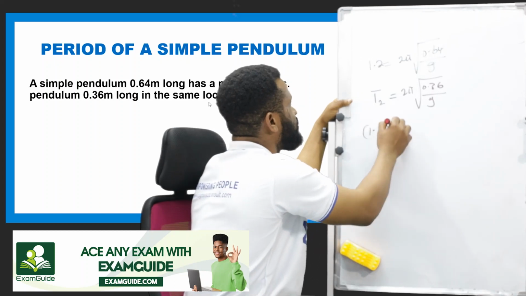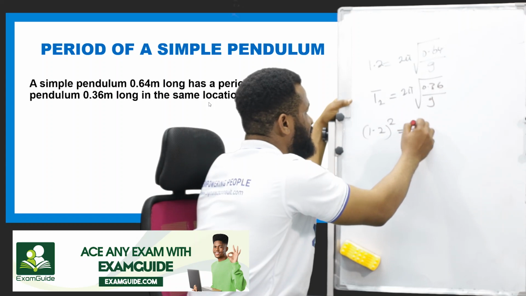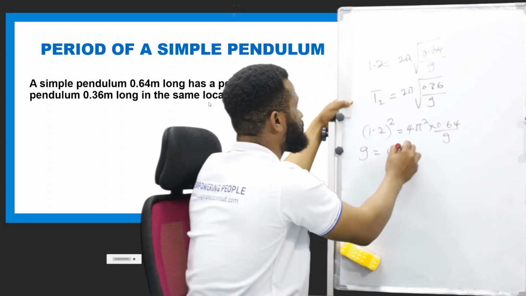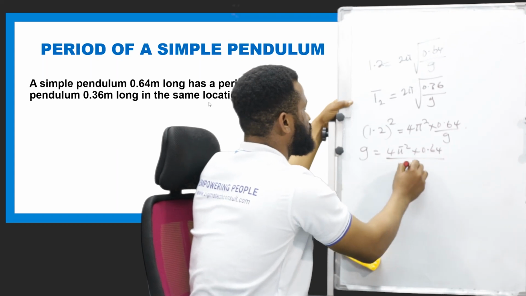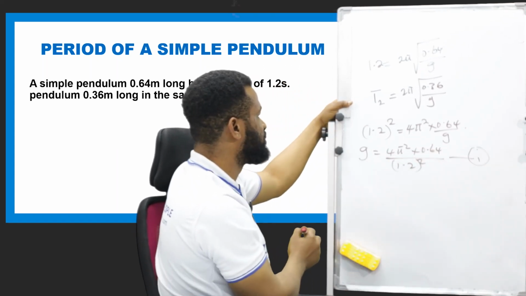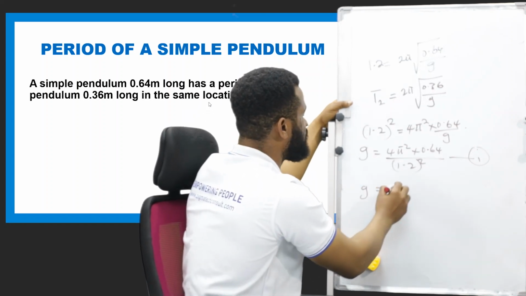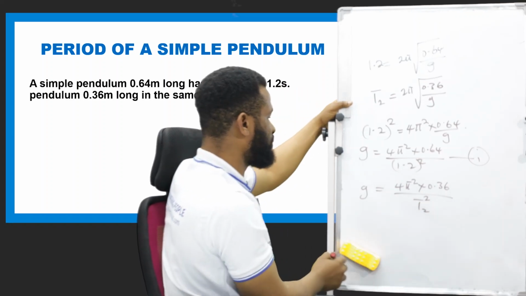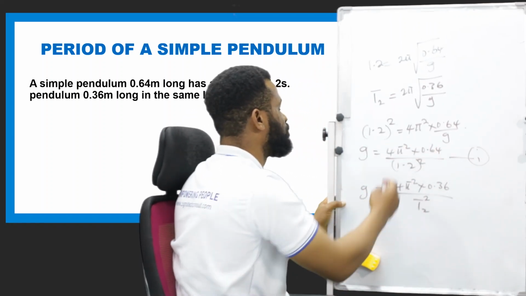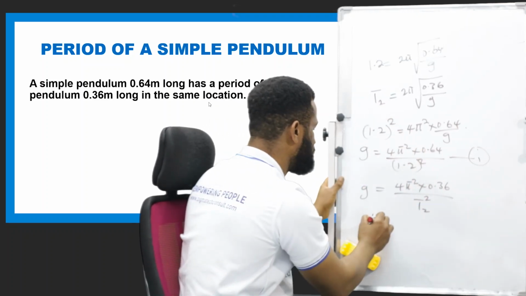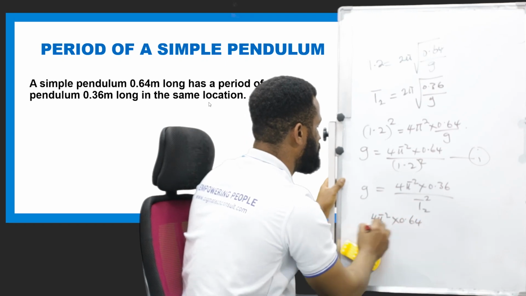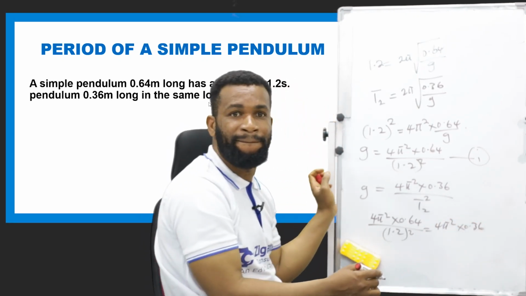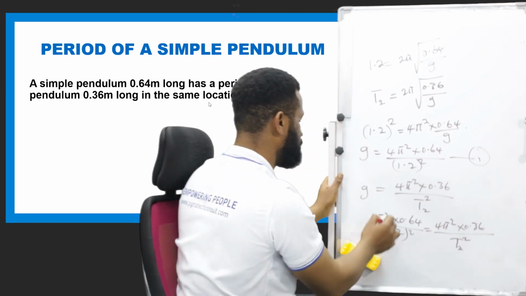So I'm going to have 1.2 all squared is equal to 4 pi squared times 0.64 over g. Therefore, g is going to be 4 pi squared times 0.64 all over 1.2 all squared. This is the first one, the first pendulum. For the second, g is going to be equal to 4 pi squared times 0.36 all over T2 squared. Now I'm going to say the first equals the second. That's going to be 4 pi squared times 0.64 all over 1.2 squared is equal to 4 pi squared times 0.36 all over T2 squared. So this is cancelling this.